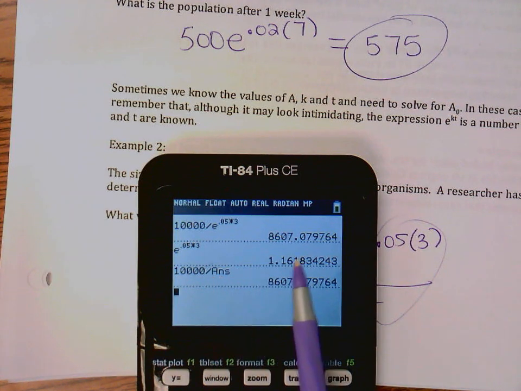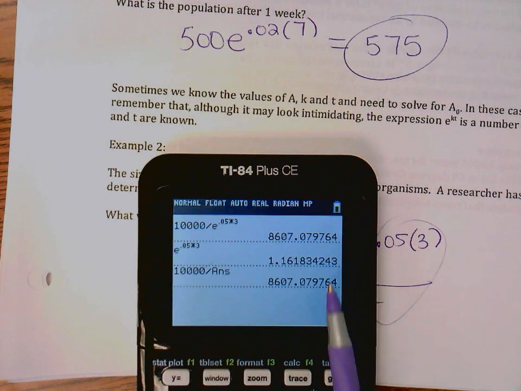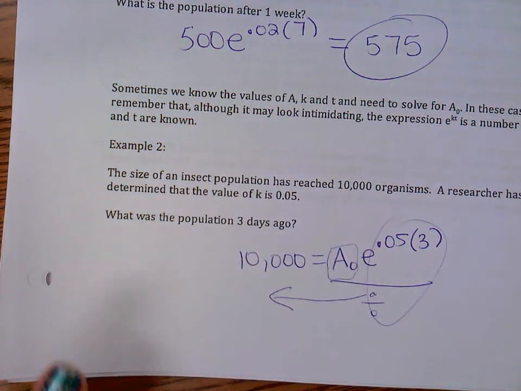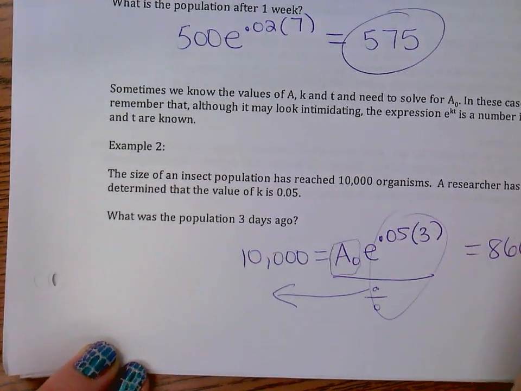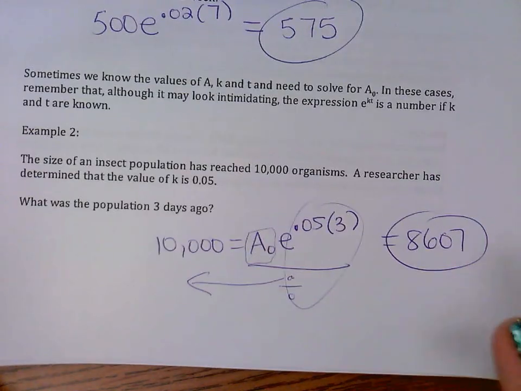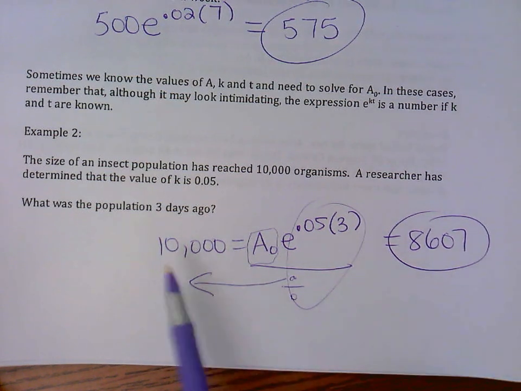Don't round this number 1.16. You want to have the whole answer. So you should get 8607 as your initial population. Obviously, if this is growth, our initial population should be smaller than our current population, right?